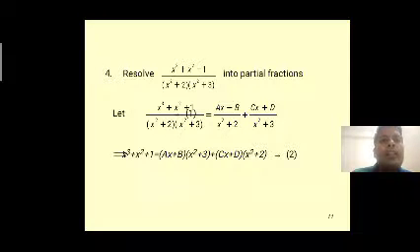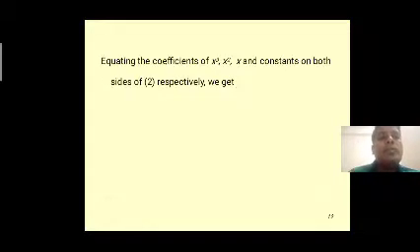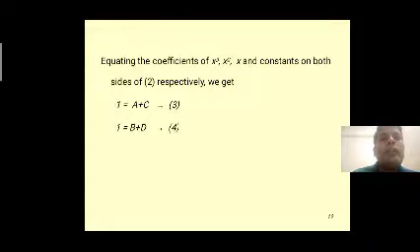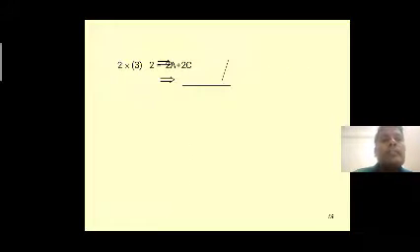After completing the LCM, we equate x³ + x² + 1 = (Ax + B)(x² + 3) + (Cx + D)(x² + 2). Equating the coefficients of x³, x², x and constants on both sides of equation 2 respectively, we get 1 = A + C, equation number 3; 1 = B + D, equation number 4; 0 = 3A + 2C, equation number 5; 1 = 3B + 2D, equation number 6.